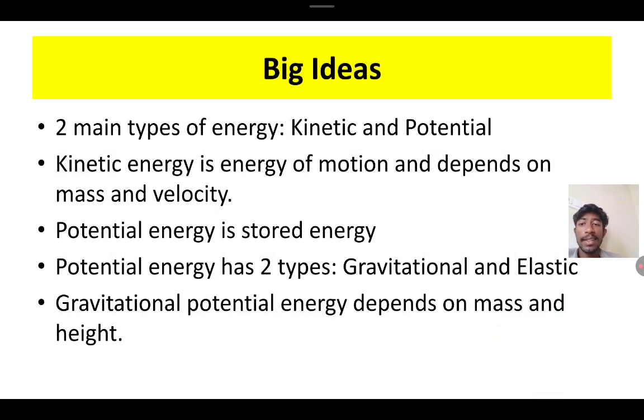To sum up: two main types of energy, kinetic and potential. Kinetic energy is energy of motion and depends on mass and velocity. Potential energy is stored energy. Potential energy has two types, gravitational and elastic. Gravitational potential energy depends on mass and height.